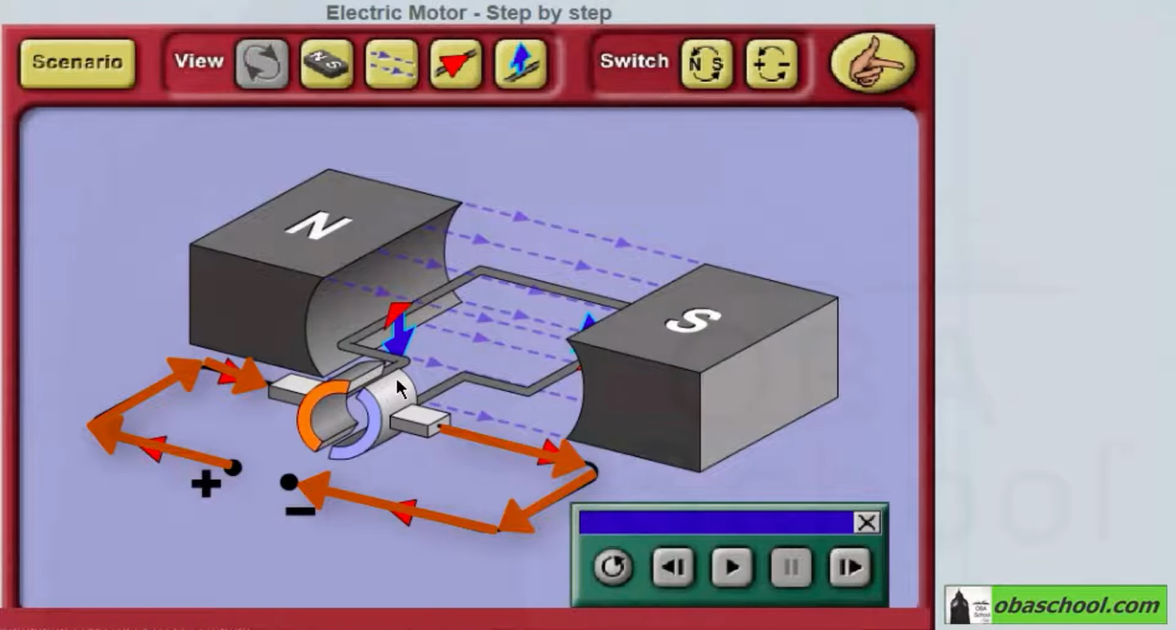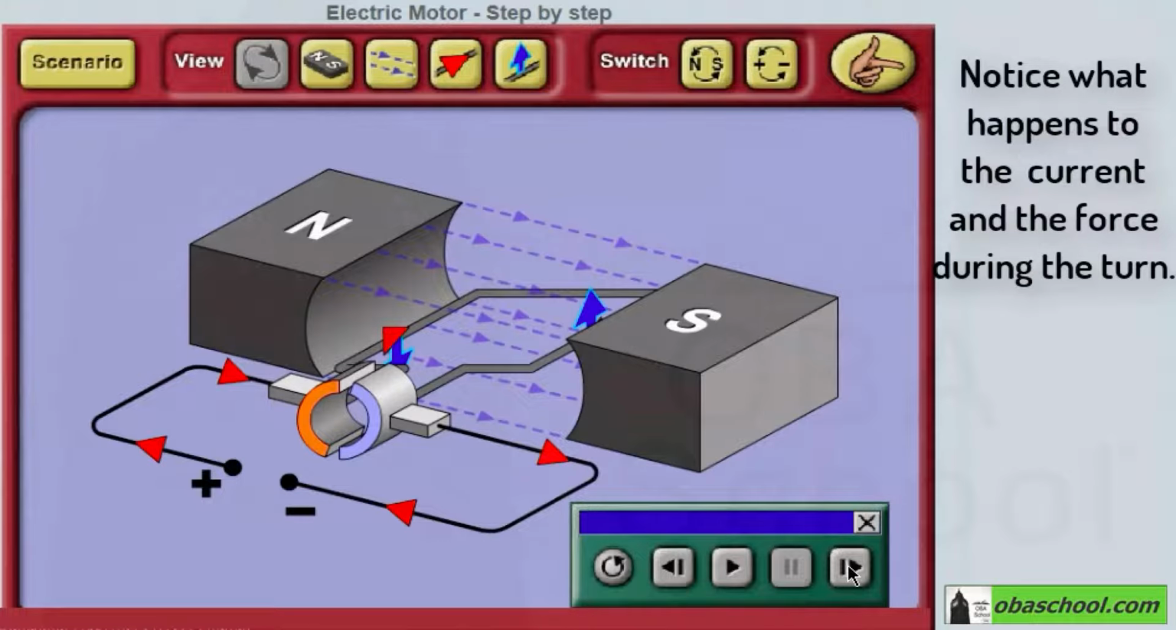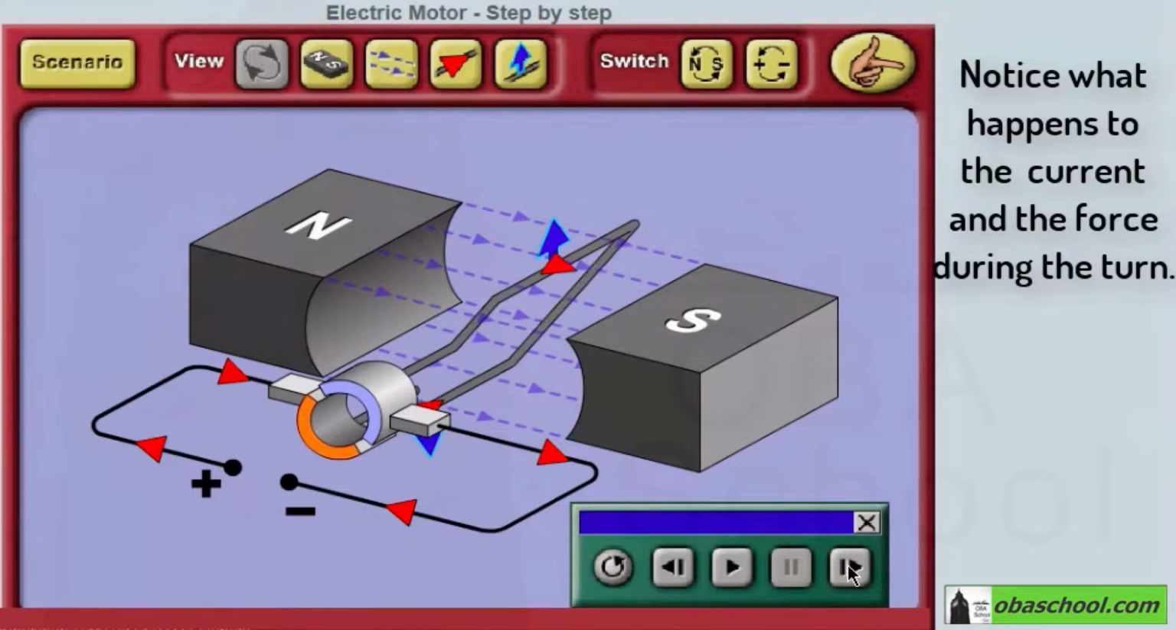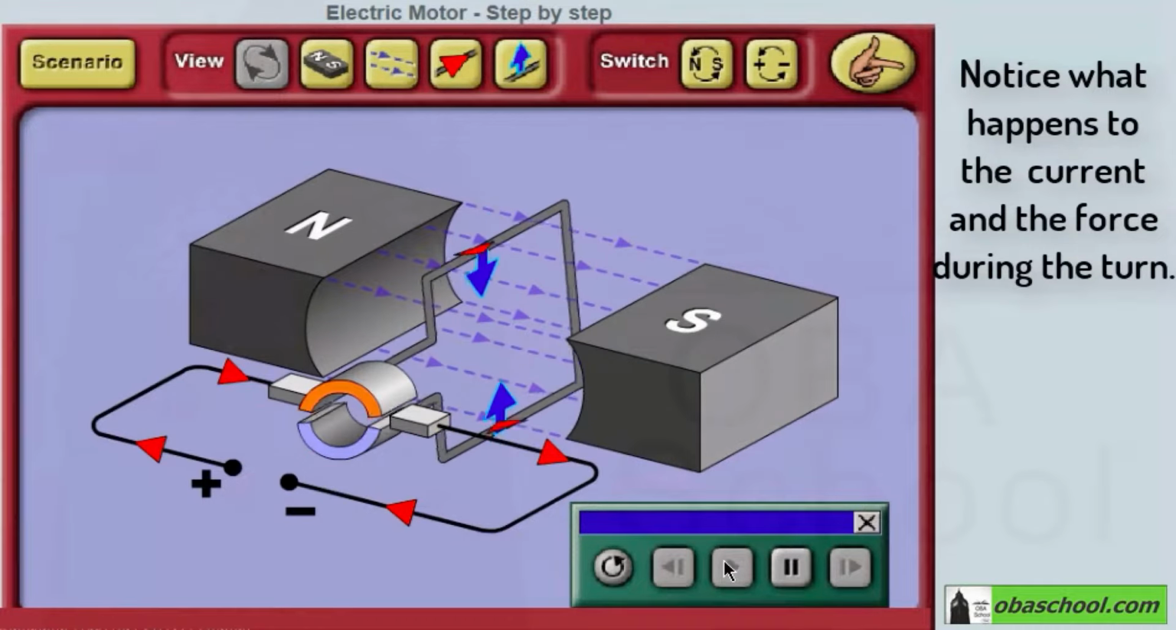We will click on Forward to move forward one complete turn slowly. Notice what happens to the current and the force during the turn. And this is a complete turn.